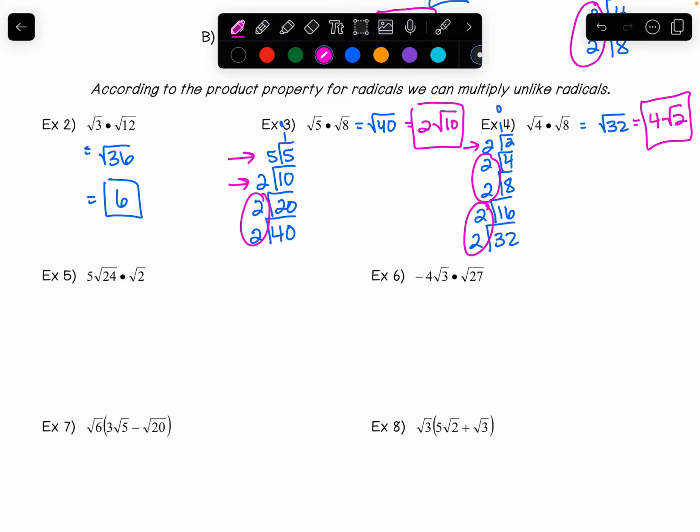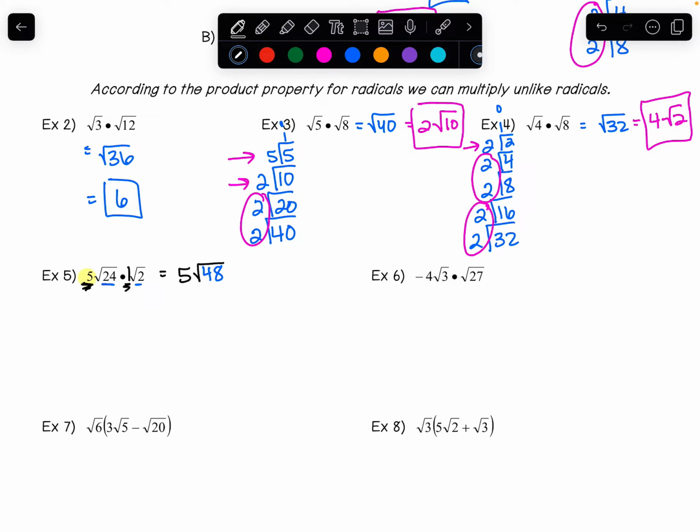If we look at example 5, now I have a coefficient out in front. You want to multiply your coefficients together and then multiply your radicands together. Remember, radicand is another name for the number underneath the square root symbol. And then we can simplify. So let's try that now. I have 5 square roots of 24 times the square root of 2. My coefficient is 5, and then the coefficient of the square root of 2 is 1. 5 times 1 is 5. And then I'm going to multiply my radicands together. 24 times 2 is 48.